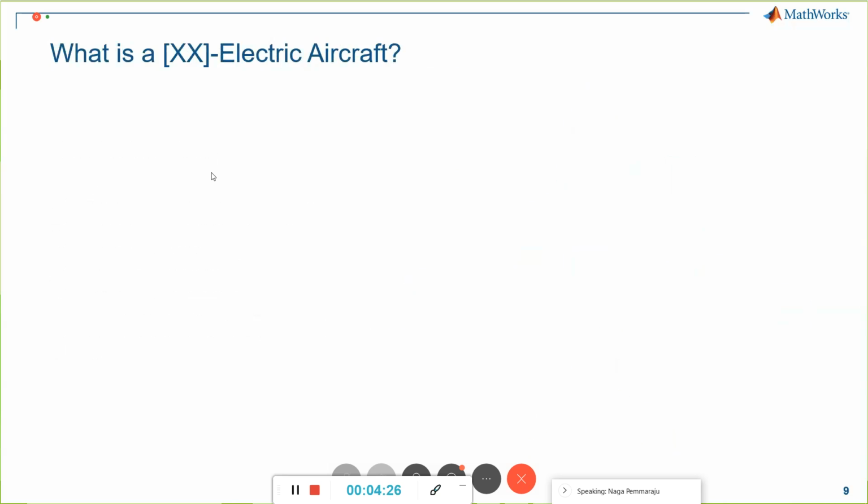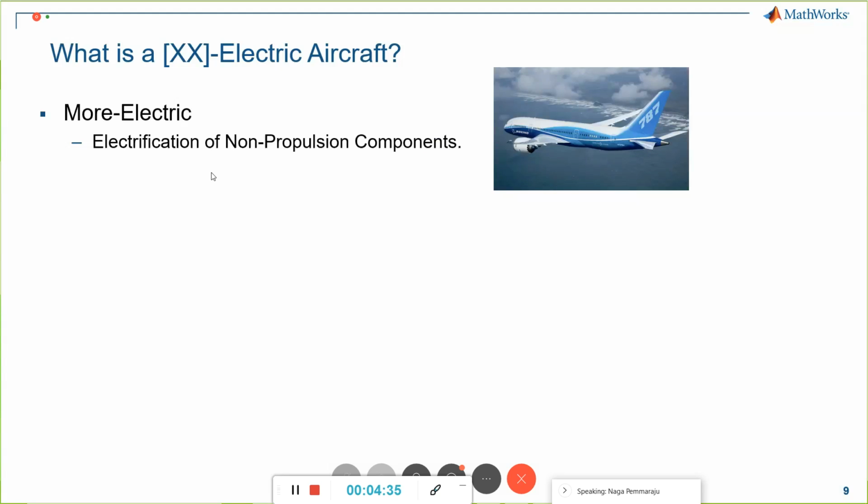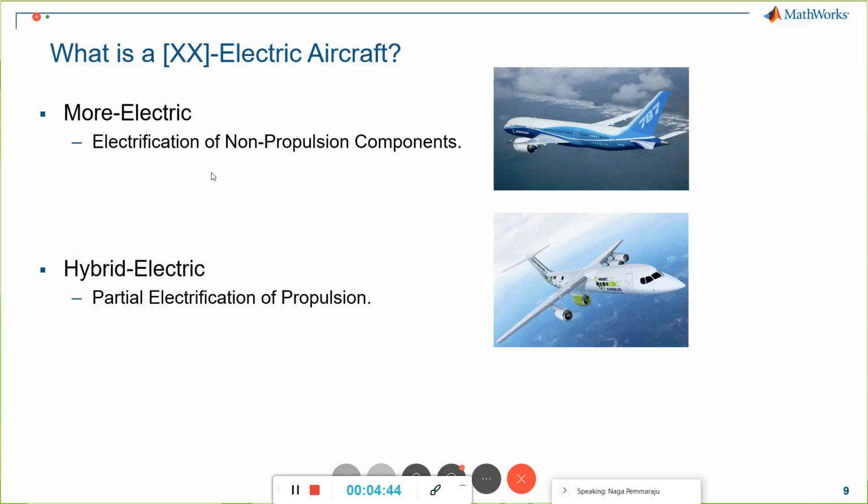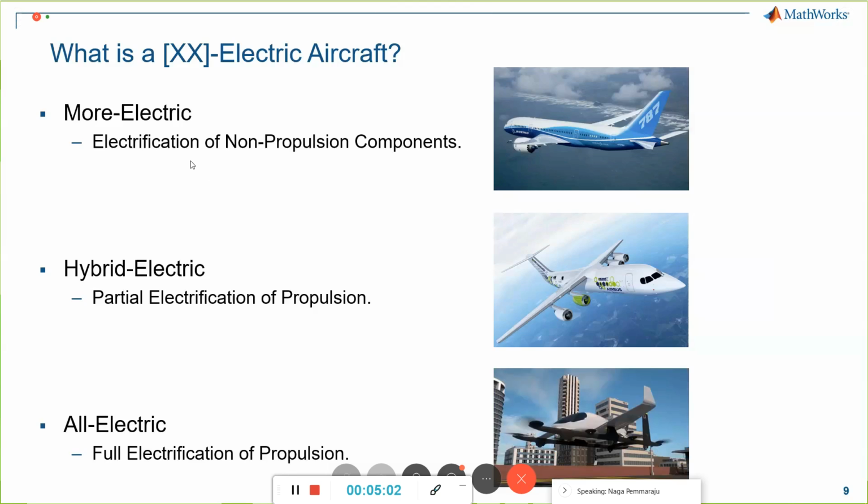I simply put a double X here, but there are different names for these electric aircraft, right? One is a more electric aircraft, where we're just doing an electrification of non-propulsion components. Then comes a hybrid electric aircraft, where even the propulsion system is partly electrified, not completely, but partly electric and partly engine-based propulsion. And finally, it's an all-electric system where everything is electrified. So it's all to do with the motors, generators, battery packs, etc.